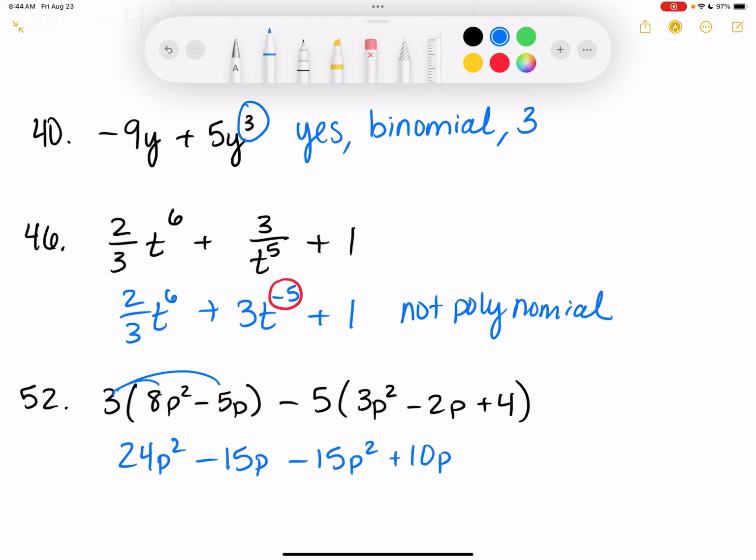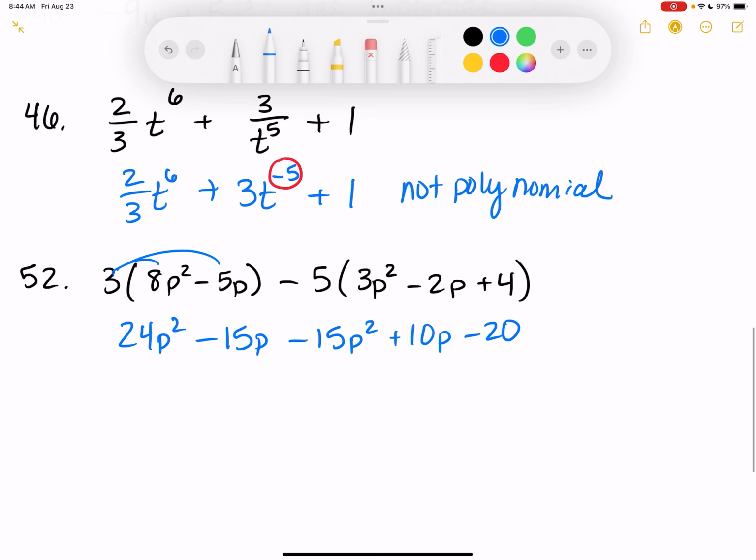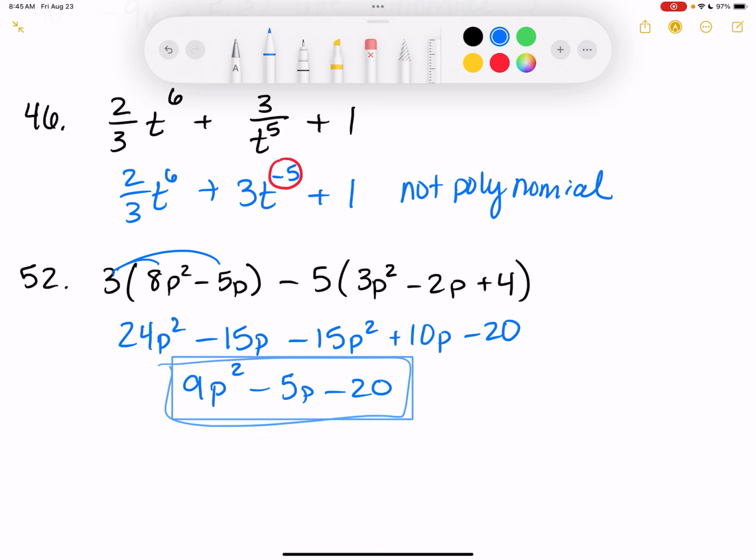Once you've done that, and again, I would do that regardless of whether there was a number in front of the second one or not. I always do that part first so I don't get confused. Then you can combine like terms. So that's going to give me 9p squared, negative 5p, and negative 20. And that will be my final answer.